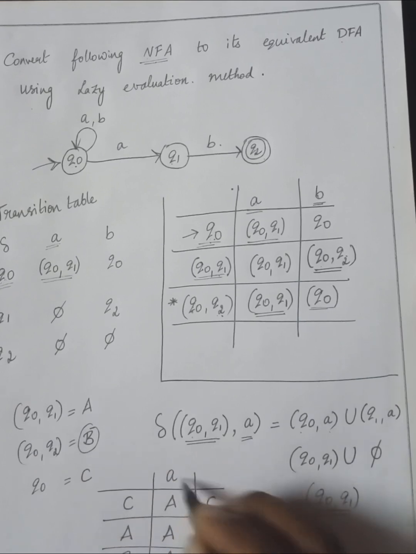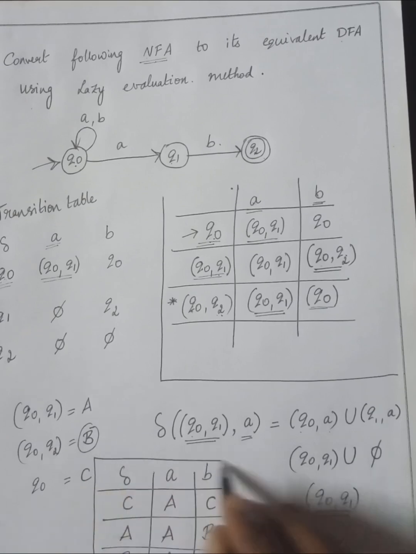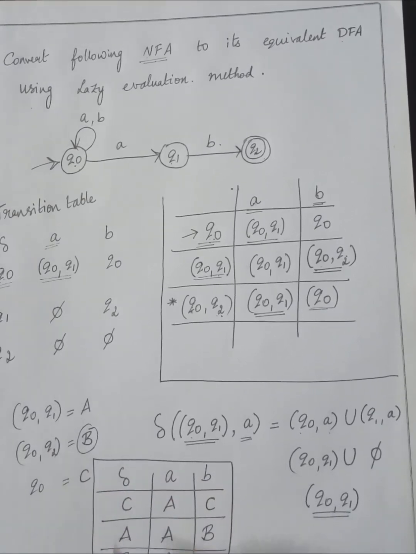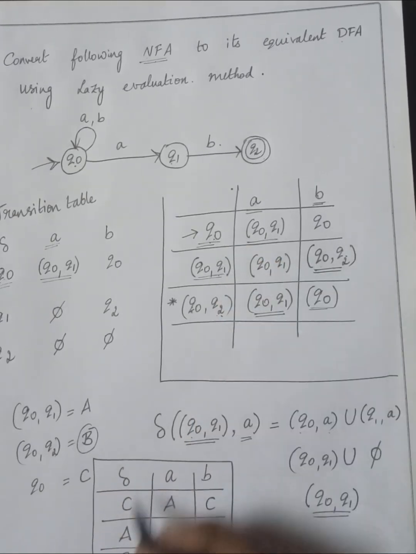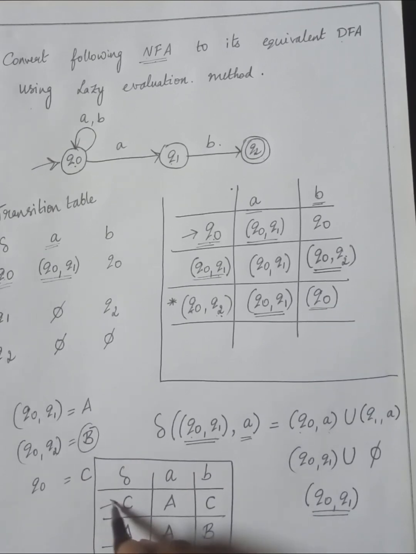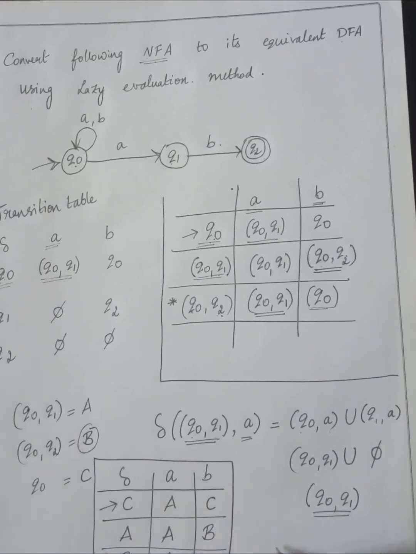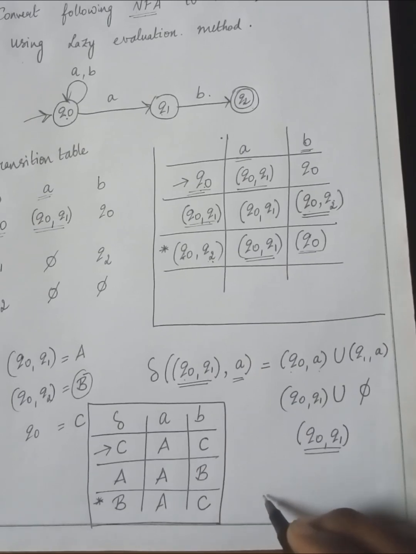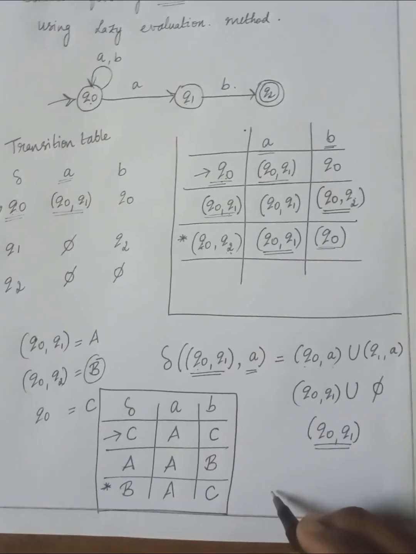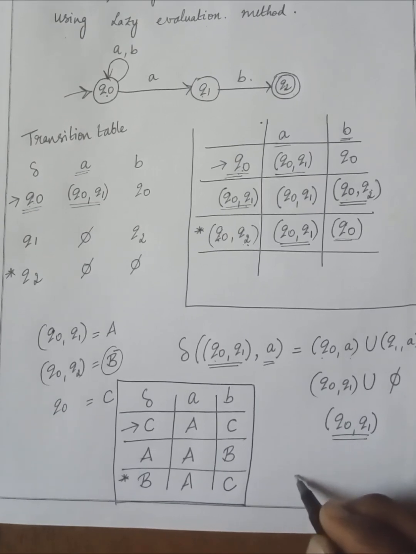So on the input A, on the input B, this is the new transition table in a simpler format, and you declare Q0 as the starting state and this B state as the final state. And for this one you can draw a DFA. Okay, so we can draw a DFA like this.